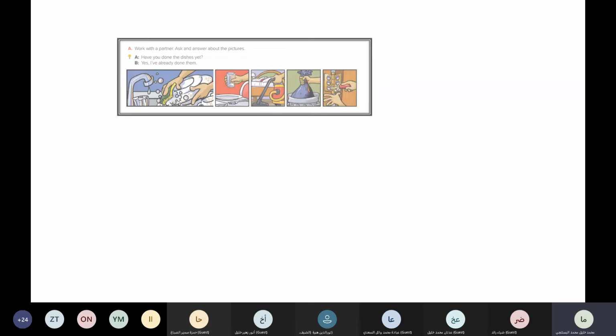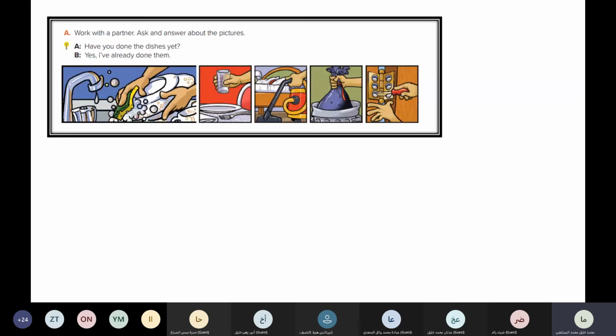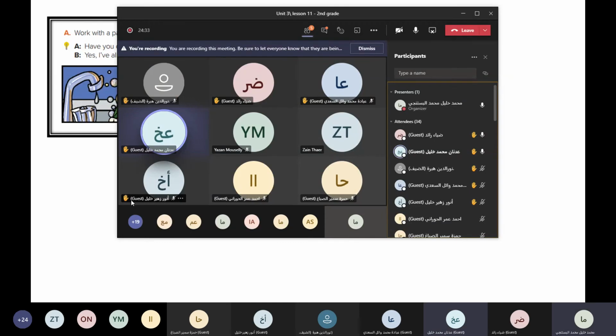Okay. Now look at your books on page 44. We are going to look at the pictures, and we will ask with the present perfect and answer the questions. Look at the first example. Who can read? Adnan, read the example, please.